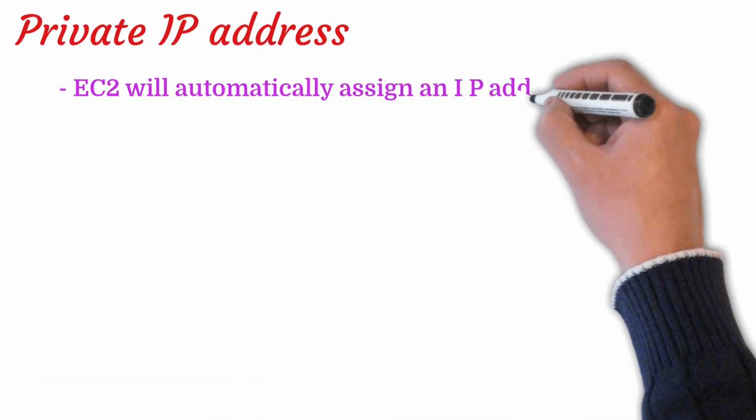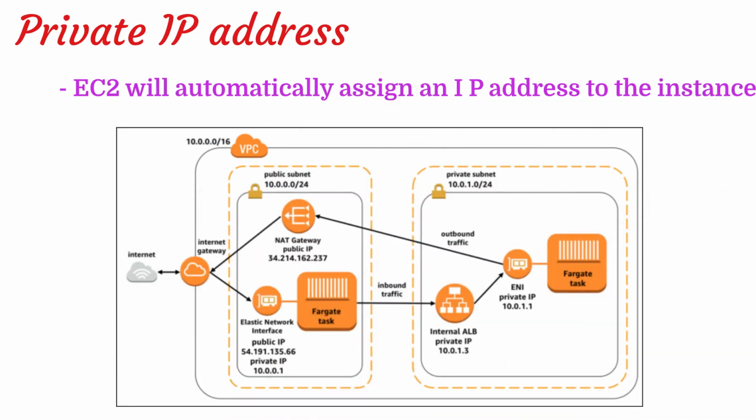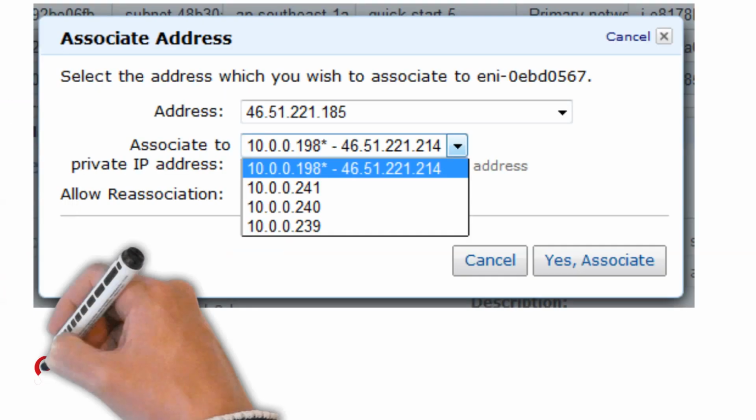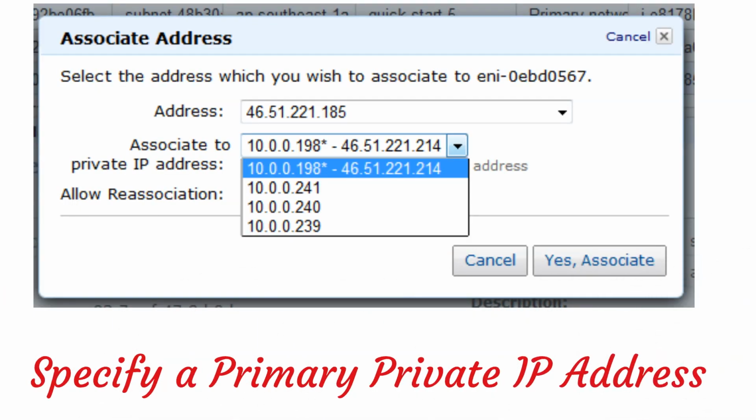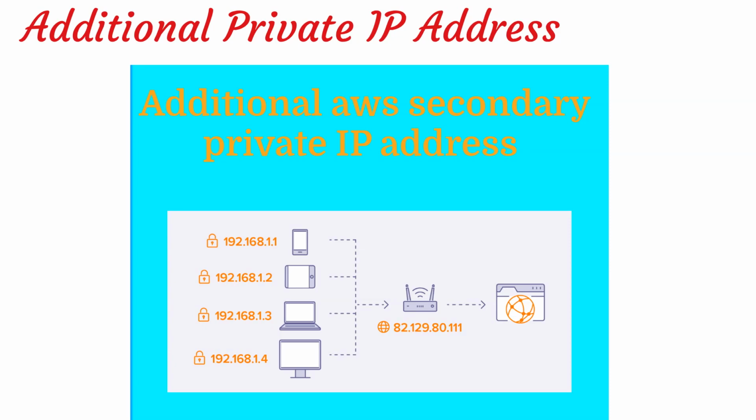When launched, an instance can be assigned a private IP address. EC2 will automatically assign an IP address to the instance within the address range of the subnet. If you don't specify a primary private IP address, AWS selects an available IP address in the subnet range for you. An additional private IP address, known as a secondary private IP address, can also be assigned.